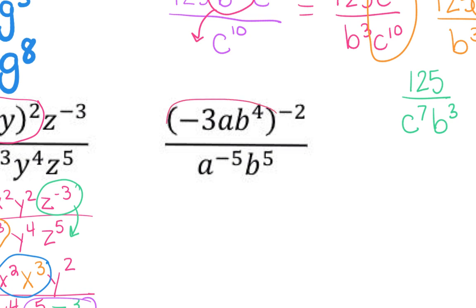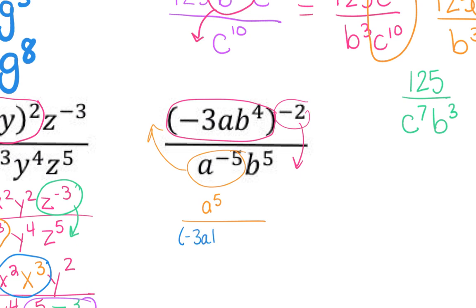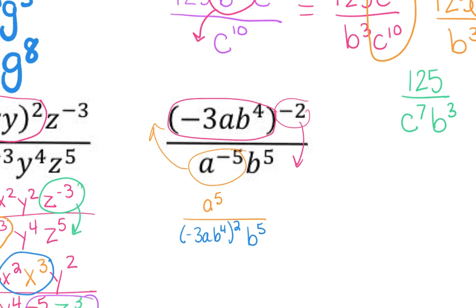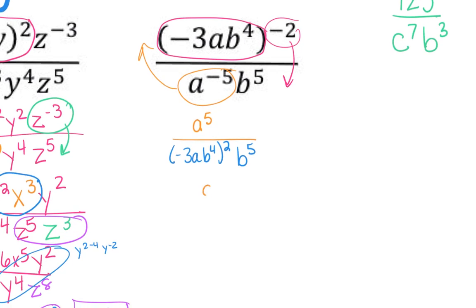I am going to bring this entire thing down because it is a negative exponent, and I am going to bring a to the negative 5th up to the numerator. So we have a to the 5th divided by negative 3 ab to the 4th squared, b to the 5th. Expand that out, and I have my a to the 5th divided by negative 3 squared is 9, a squared is a to the 2nd power, b to the 4th to the 2nd power is b to the 8th, and b to the 5th. Combine these here and here.